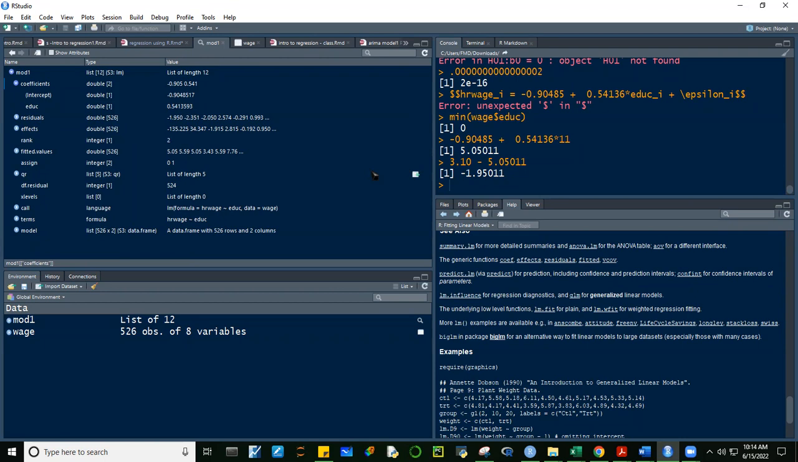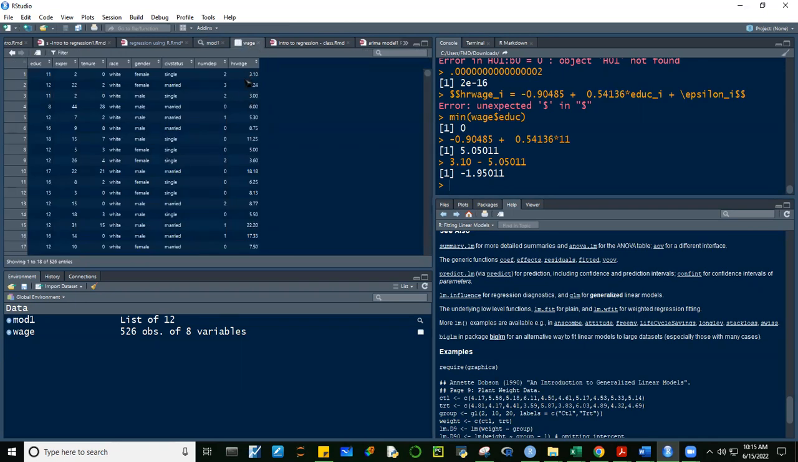Okay? So the residuals is simply the difference between your actual value, kasi may actual value tayo, ito, yung hourly wage, and then minus the predicted value. The predicted value is, use your model. Ito yung ginamit natin na model. So this is our predicted value. Then get the difference between your actual minus predicted. Then you have your residual.